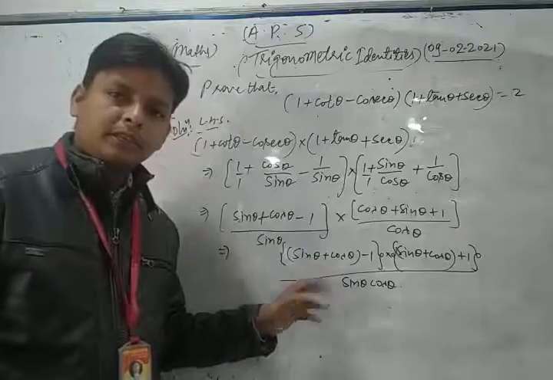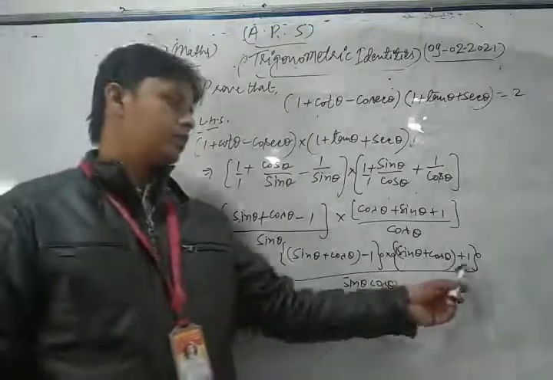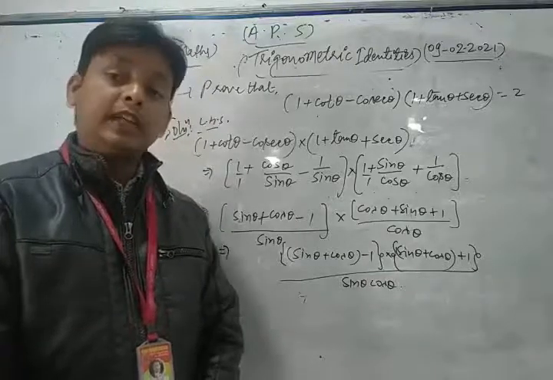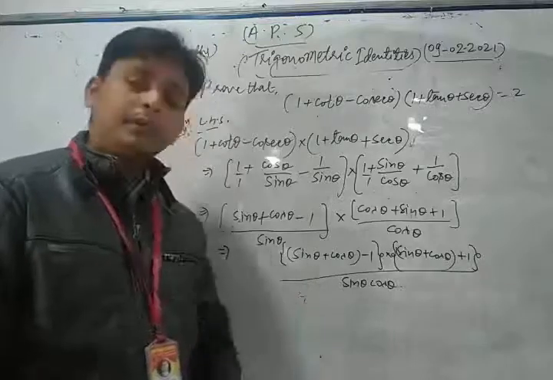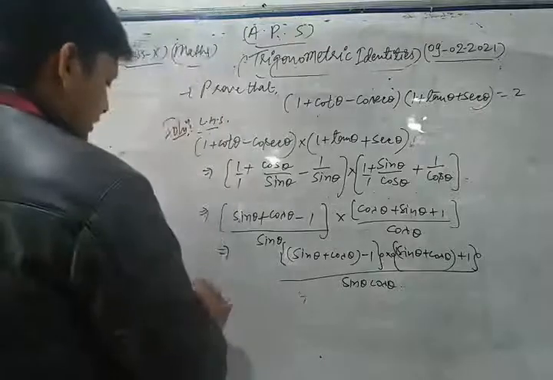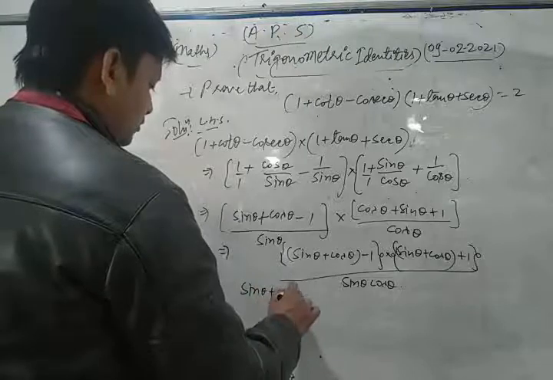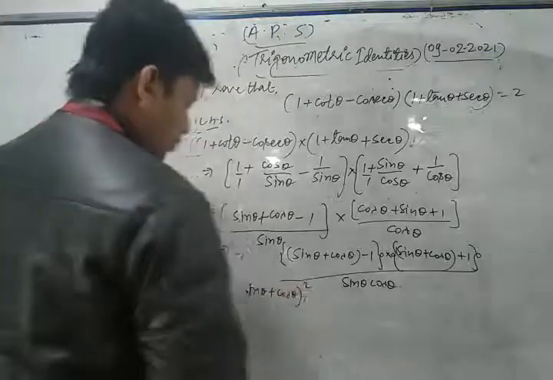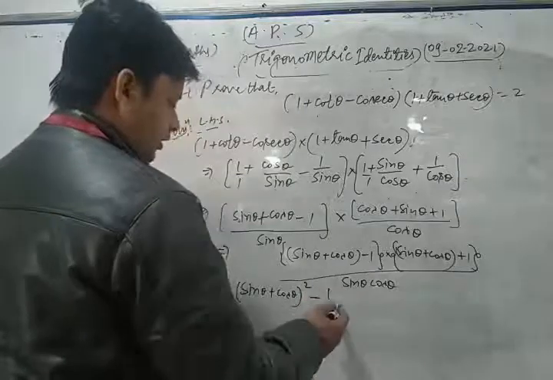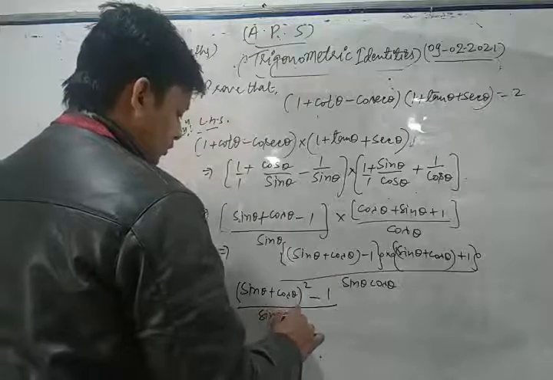Now let's look at this. In the numerator, this is sin theta plus cos theta minus 1 and this is sin theta plus cos theta plus 1. So this is the form of a plus b into a minus b, where the value of a is sin theta plus cos theta and the value of b is 1. So we write sin theta plus cos theta whole square, a square, minus b square, which is 1 square. So we write 1. And in the denominator we write sin theta into cos theta.